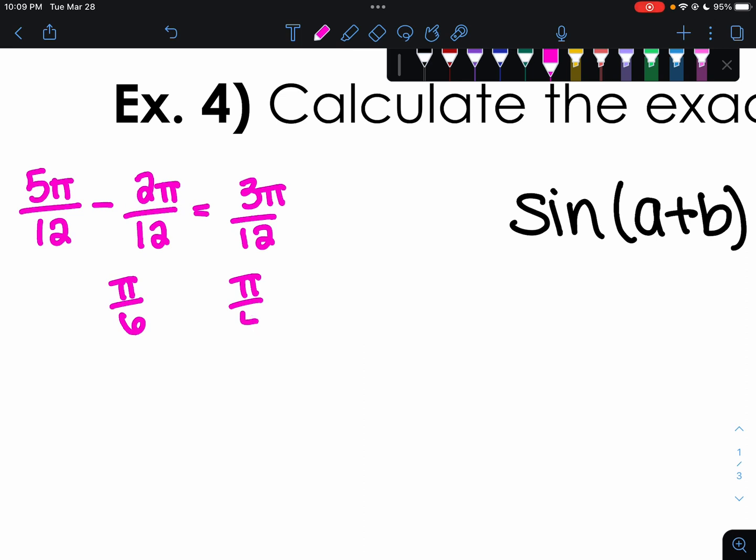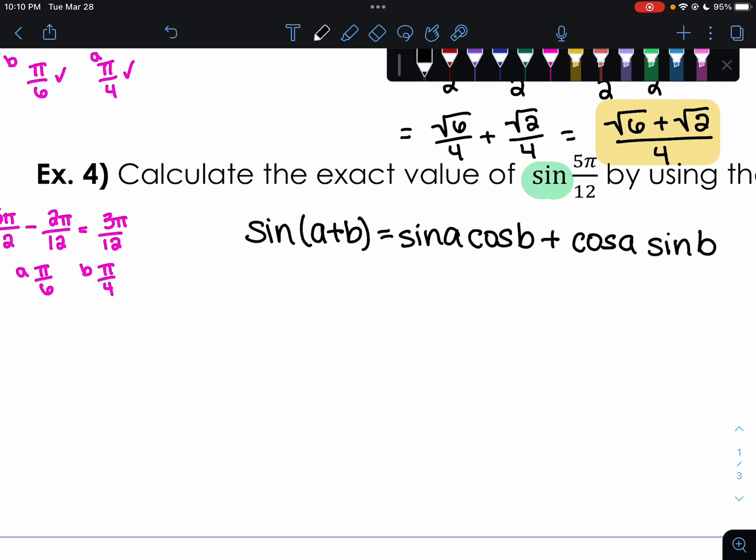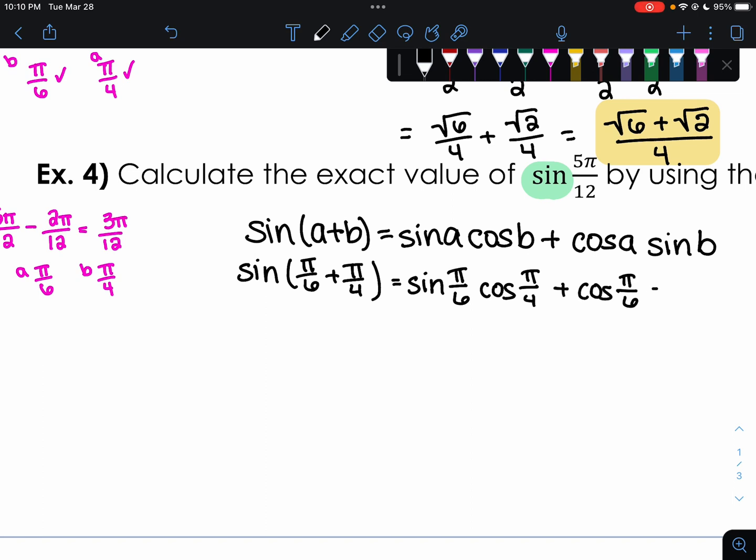So for this one, it does not matter which one is A and which one is B, because it is the sum identity. So I'm going to let pi over 6 be A and pi over 4 be B. I'm going to plug them into the formula. So we have sine of pi over 6 plus pi over 4 equal to sine of pi over 6 times cosine of pi over 4 plus cosine of pi over 6 times sine of pi over 4.